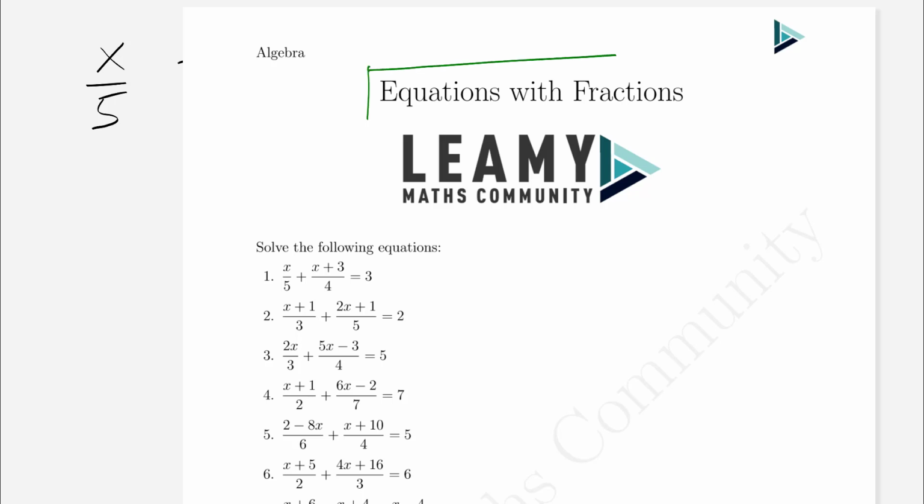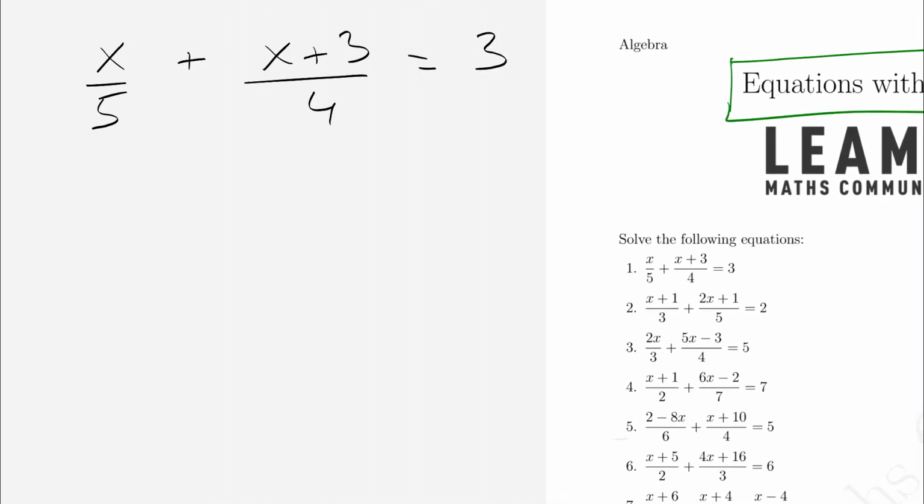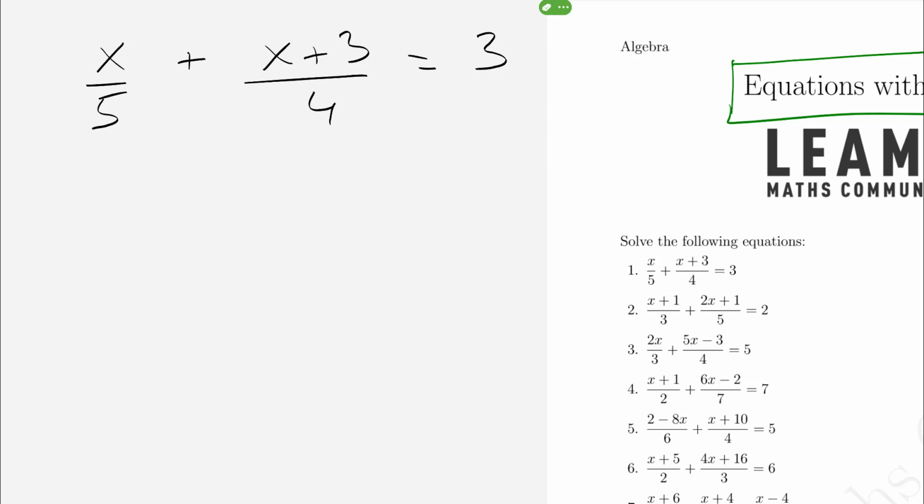Let's look at some equations with fractions. So the easy way to do this is through an example. Here we have an example of an equation that has fractions in it. This is question 1 here, as you can see.